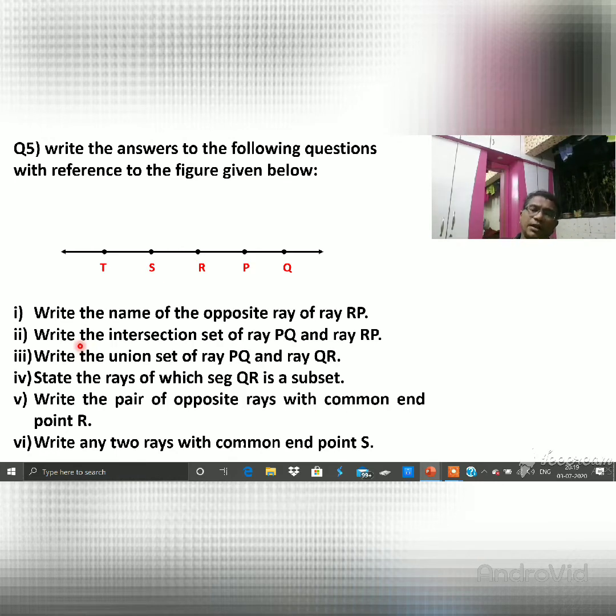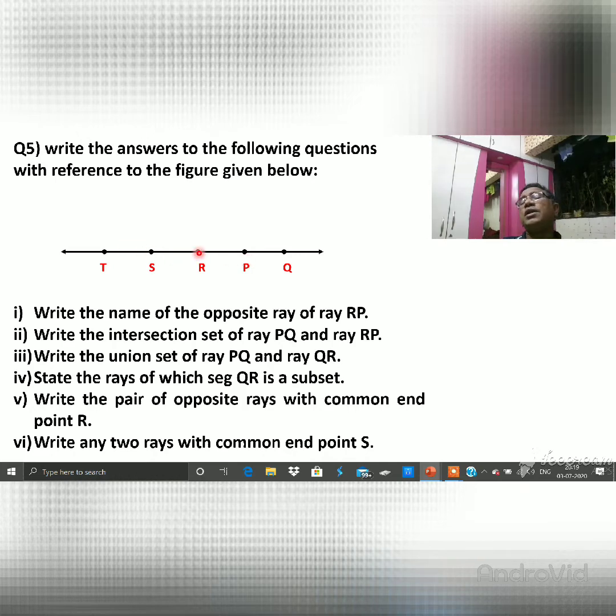How can they solve? That can be right. But as you understand opposite ray of RP, how do you find it out? See, R is the starting point and this portion is unlimited because a ray is unlimited on one side. So this is the RP, this side is unlimited, it can be increased on and on. So this is going to the right hand side. So I want to write the opposite ray, so we can write to the left hand side.